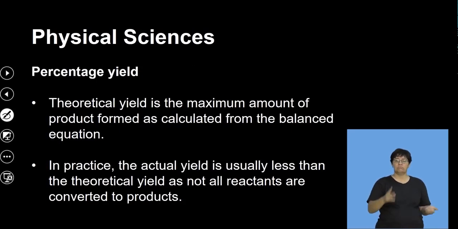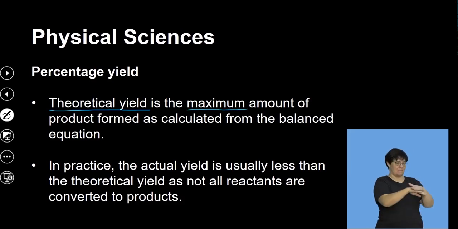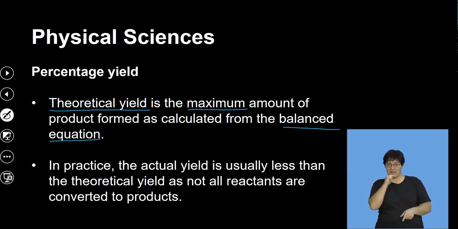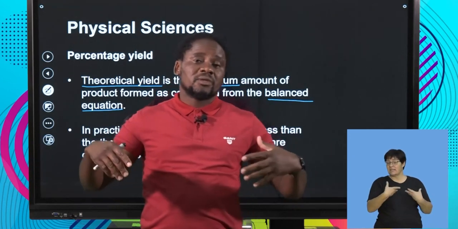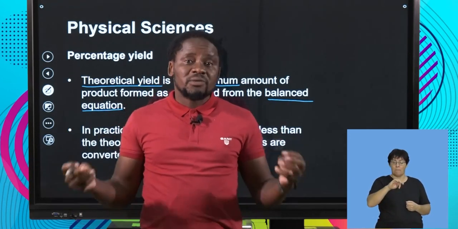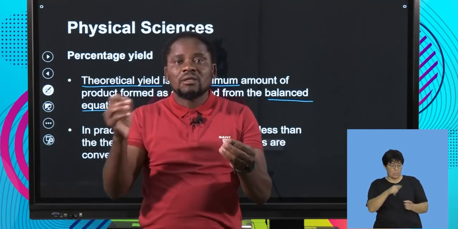Now let's look at percentage yield. The theoretical yield, I'll underline that because that's a very key term in terms of what happens in a chemical reaction. Theoretical yield is the maximum, so that's a keyword, amount of product formed as calculated from the balanced equation of reaction. Remember, first things first, the balanced equation gives us the stoichiometric mole ratio in which substances react with each other to form the products.